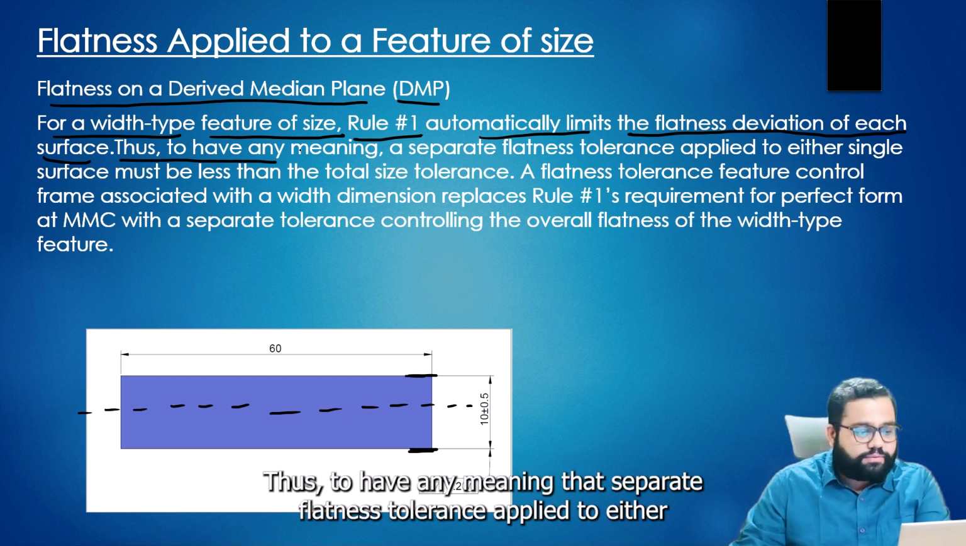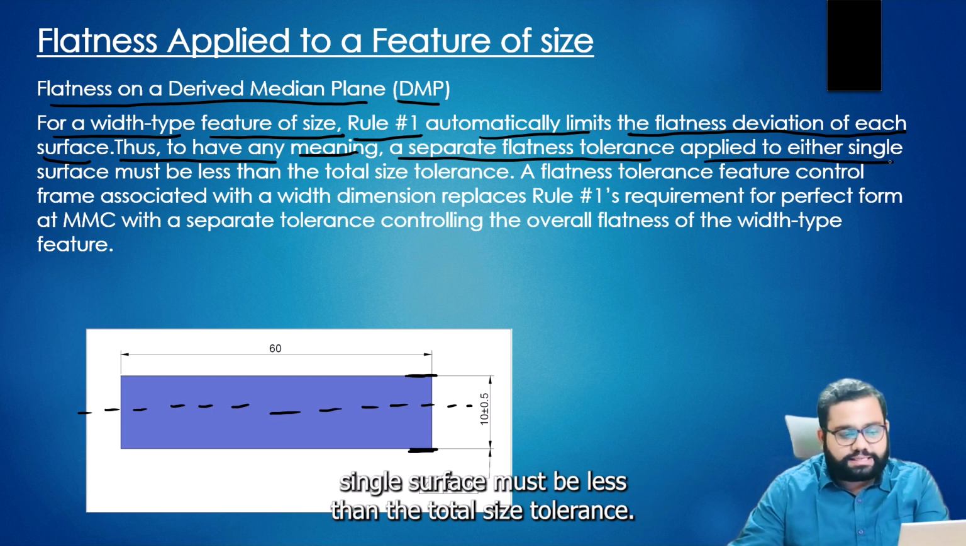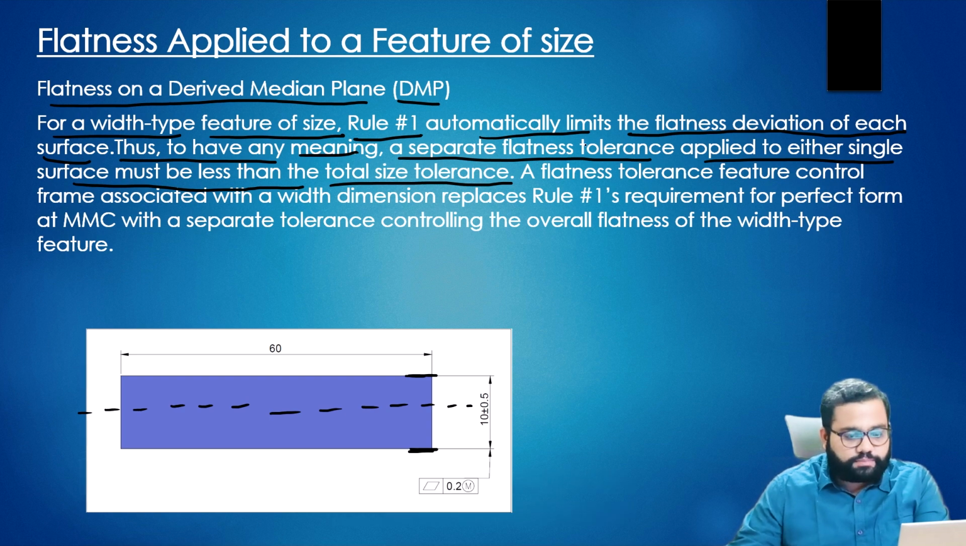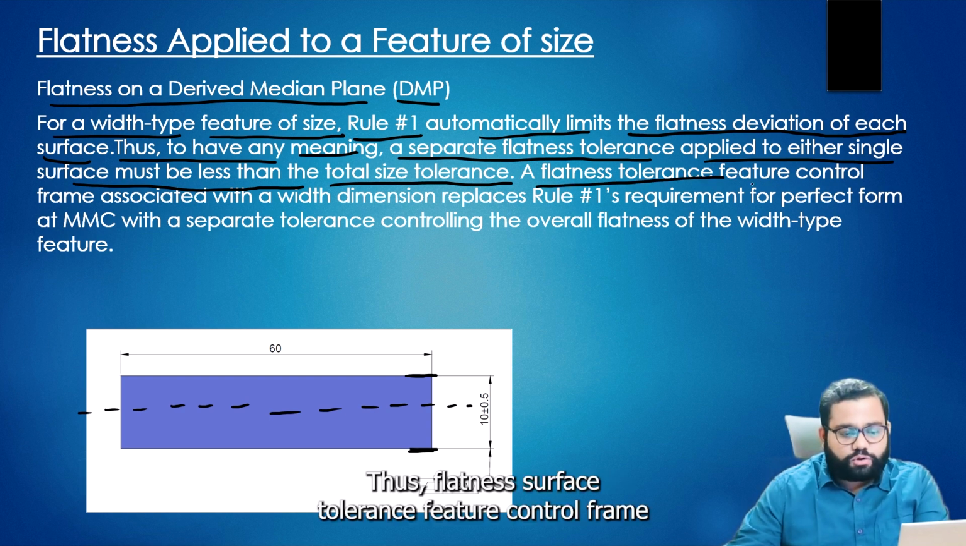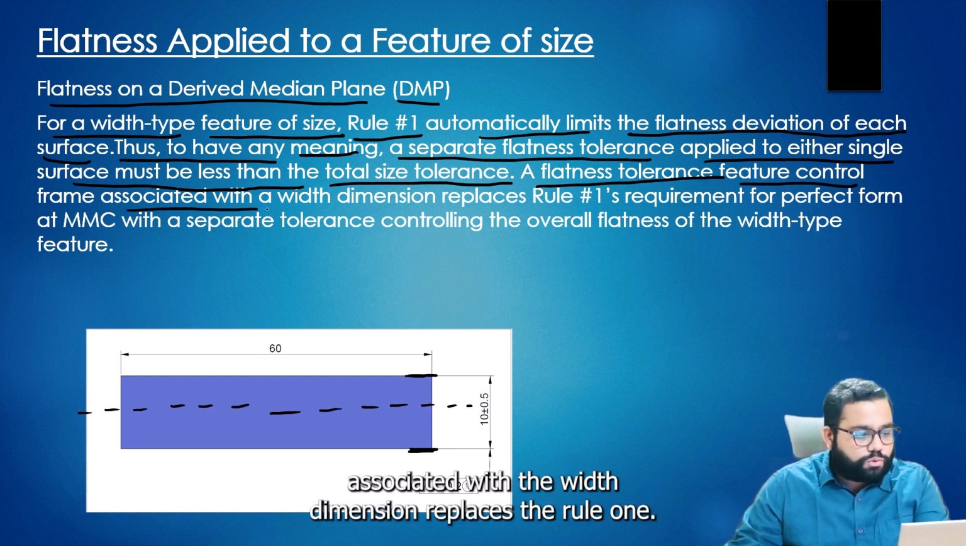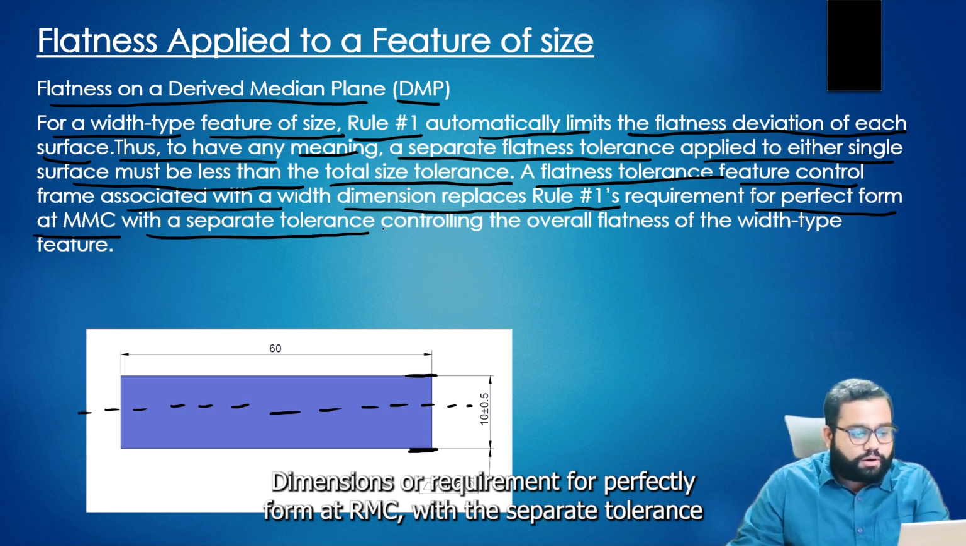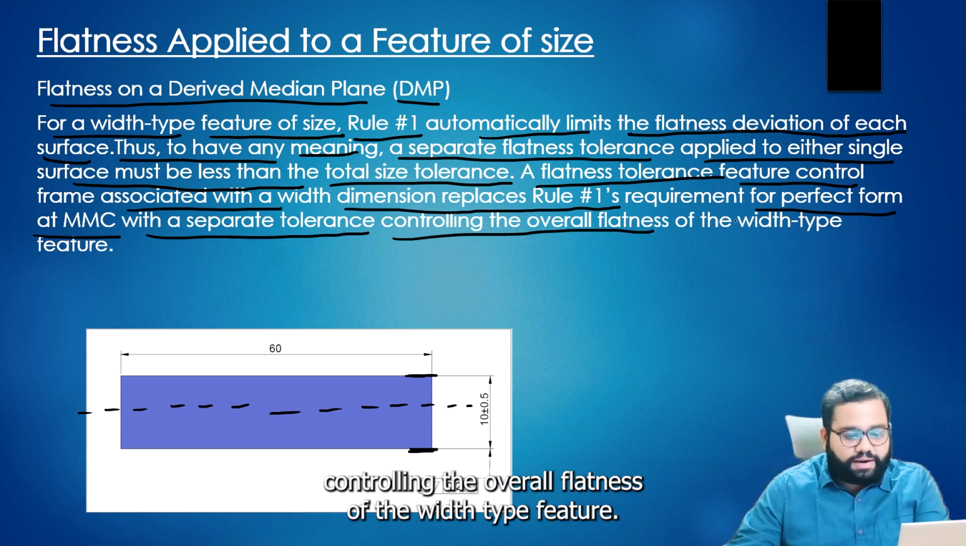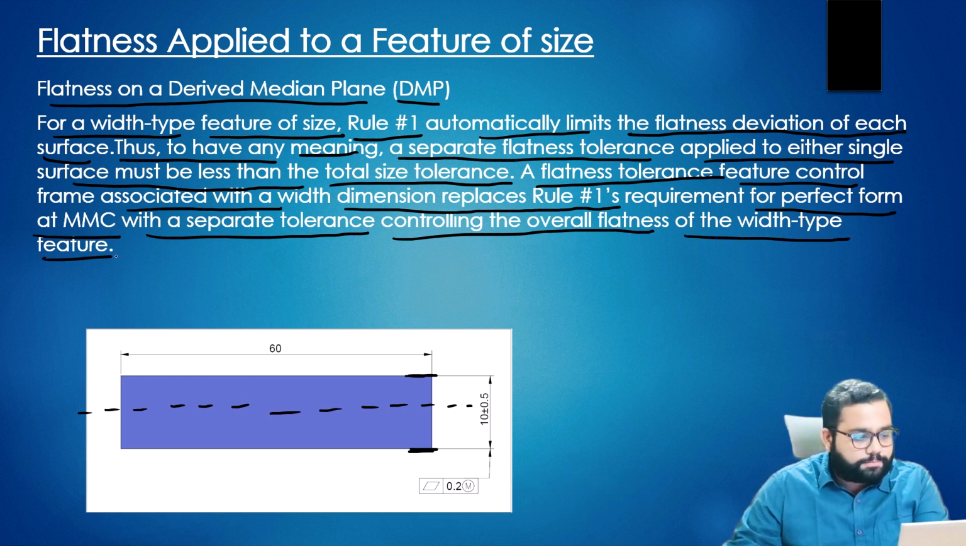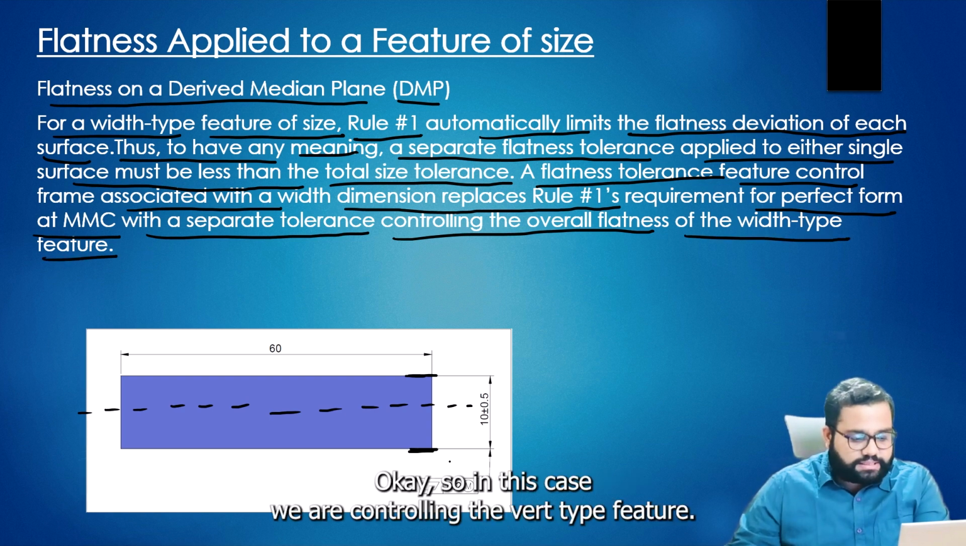Thus, to have any meaning, a separate flatness tolerance applied to either single surface must be less than the total size tolerance. The flatness surface tolerance feature control frame associated with the width dimension replaces the Rule 1 requirement for perfect form at MMC, with the separate tolerance controlling the overall flatness of the width type feature. Okay, so in this case, we are controlling the width type feature.